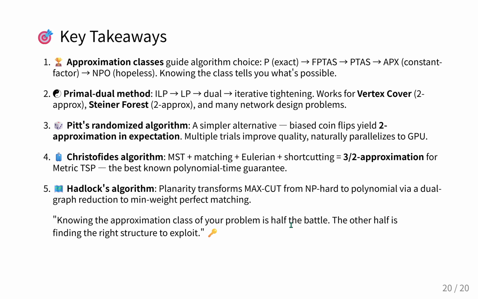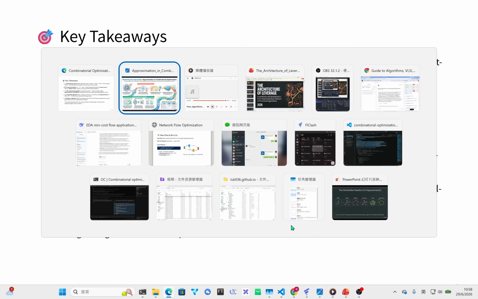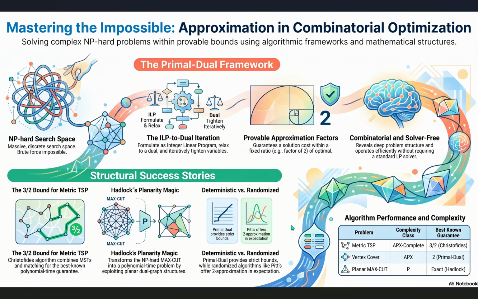That is just incredible. Okay, so to recap our journey today, we started by classifying impossibility, moving from P to NP. Figuring out what game we're playing. Right. Then we saw how to use budgets and biased coin flips to approximate answers with primal-dual and Pitt's algorithm. Then the 50-year reign of Christofides' 3/2 rule for the traveling salesman. And finally, Hadlock's planar magic, changing the geometry entirely.